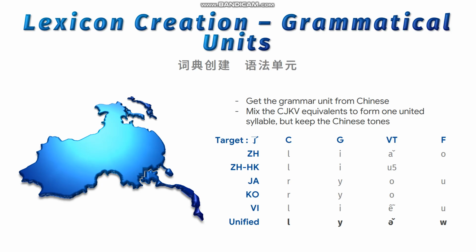For grammatical units, borrow the symbol from Chinese and do the same as you would do. Take the past tense for example. For Chinese, liao, Cantonese, liu, Japanese, ryo, Korean, ryo, and Vietnamese, liu, you'll get the syllable leo. Let's move on to the numerical units.